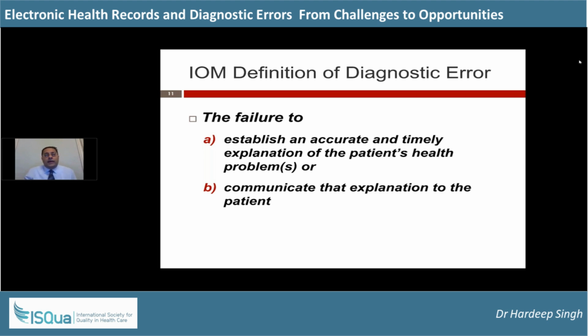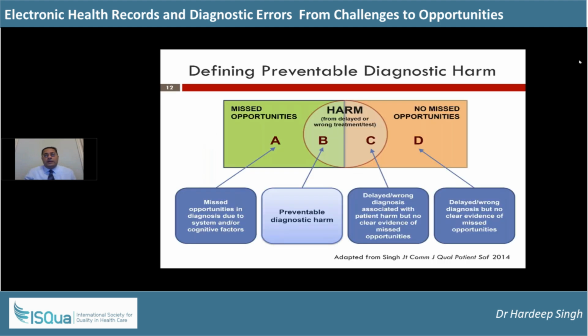And we define this as what we call preventable diagnostic harm, where the focus should be on area B, which is harm from delayed or wrong treatment or harm from delayed or wrong test. And there could be missed opportunities in the diagnosis that could be due to systems or cognitive factors, which lead to preventable diagnostic harm. But oftentimes there are no missed opportunities when there's delayed or wrong diagnosis, and we really cannot do a whole lot about those. And our body of work mostly focused on, and still focuses on, where there are missed opportunities in diagnosis.